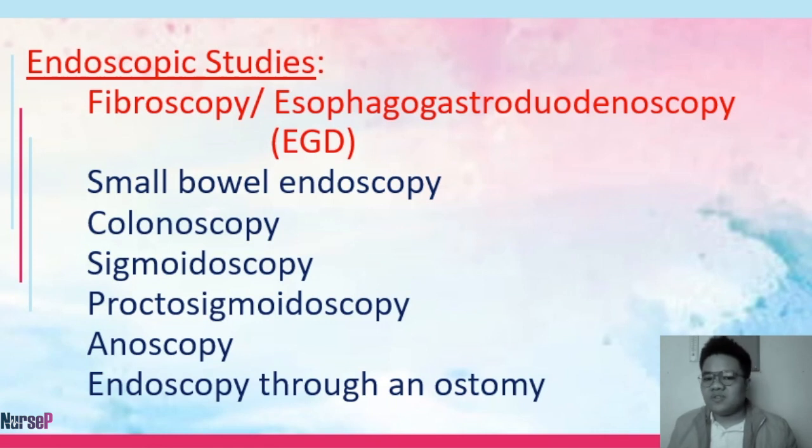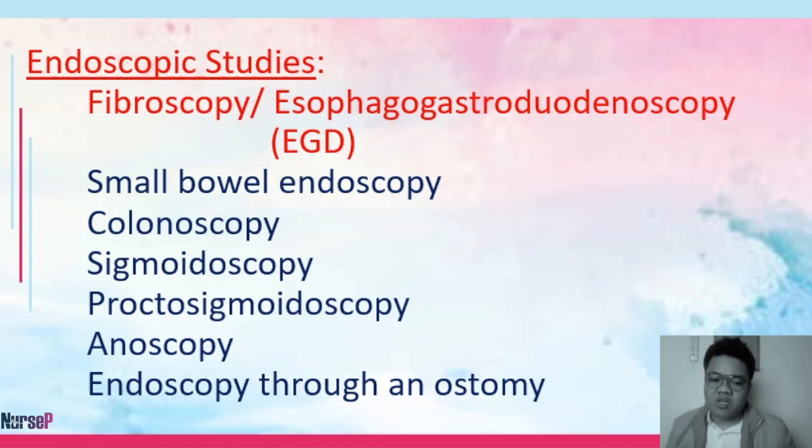So when doctors would say EGD, you now know that your EGD stands for esophagogastroduodenoscopy. As the term implies, it is for the visualization of your esophagus. Gastro is your stomach, and then your duodenum, part of your small intestine. We also have your small bowel endoscopy, that will be the visualization of your small intestine, your colonoscopy for your colon, sigmoidoscopy for your sigmoid, and then you have your proctosigmoidoscopy, you have your anoscopy for your anus, and then you have your endoscopy through an ostomy.